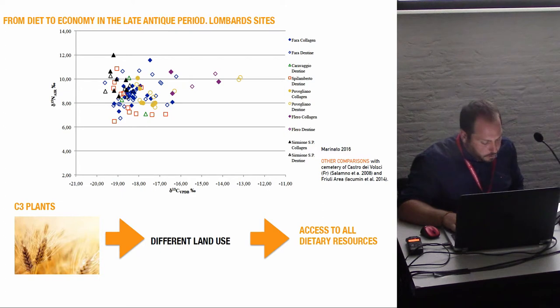The preference for C3 cereals by the early medieval population, in this case the Lombards, can be related to different motivations. It could be a cultural choice, or it could be linked to the possibility of having access to all dietary resources, as it seems that when the Lombards arrived in Italy, they became owners of some lands previously owned by the Roman landed class.